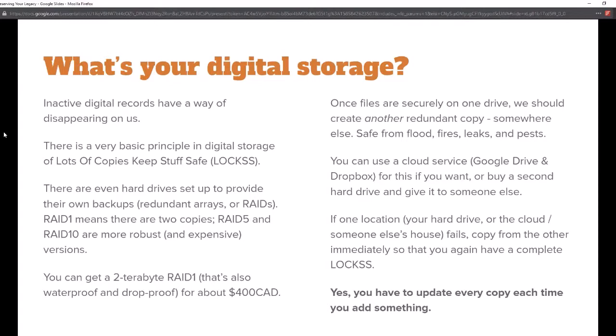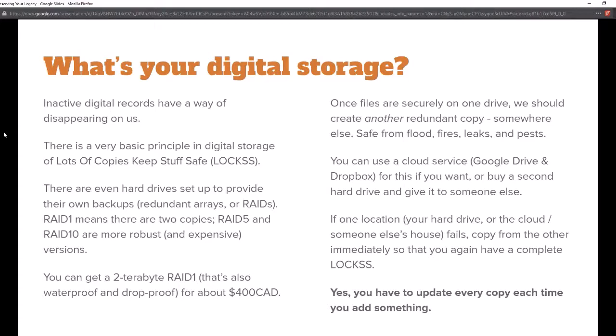So you can create a LOCKSS model system very easily in your own environment, as I talked about before. You have one copy that you are working with in your Google Drive, and then you want to make sure that there's a redundant copy of that somewhere else, probably on a hard drive. You want to think about this as being a physical problem and also as a technical problem.